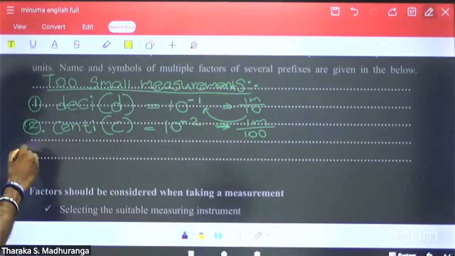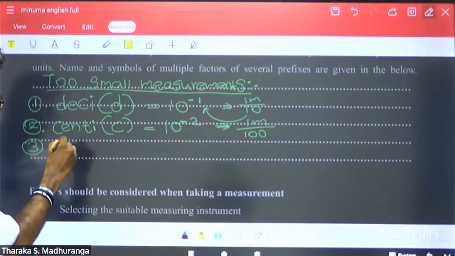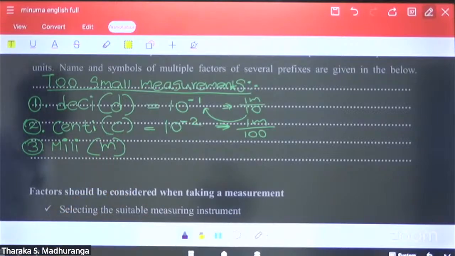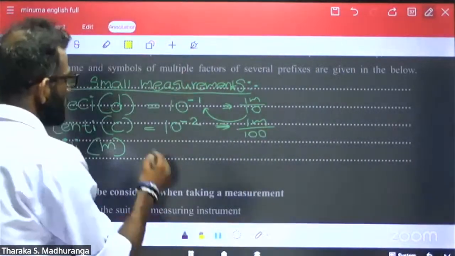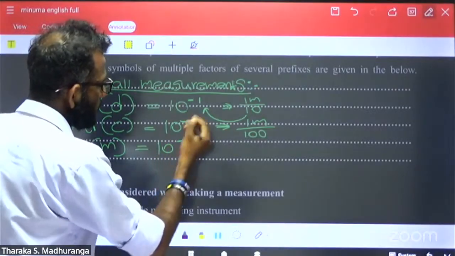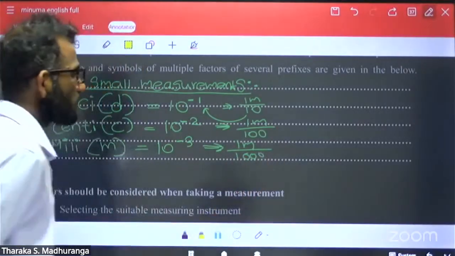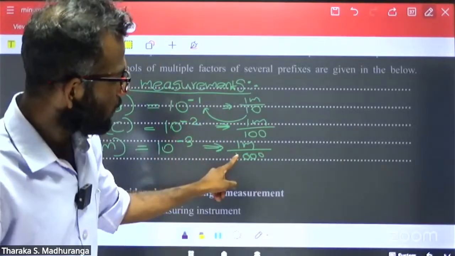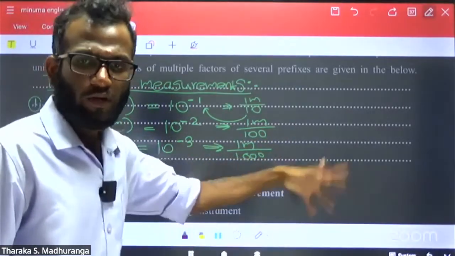The third one is milli. The symbol is simple m. Milli means 10 to the power minus 3. You already know if I divide 1 meter into 1000, that is the millimeter. It is not only for meter; for all quantities we can use milli.